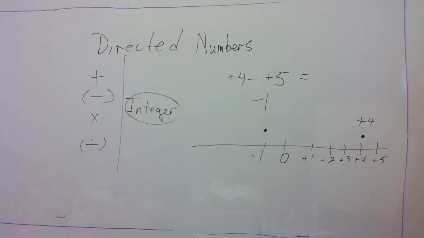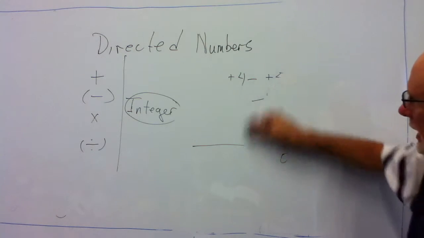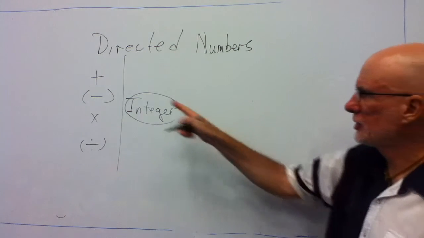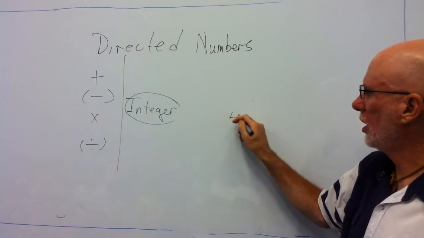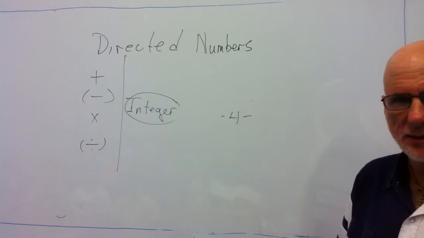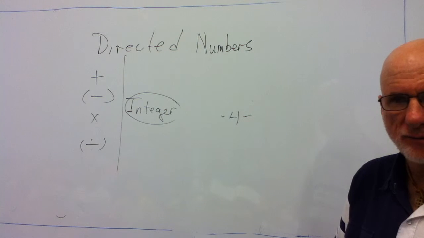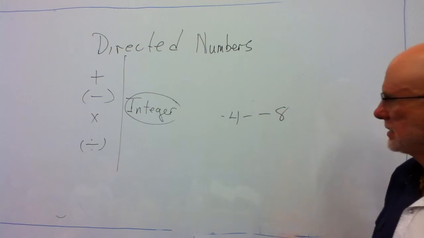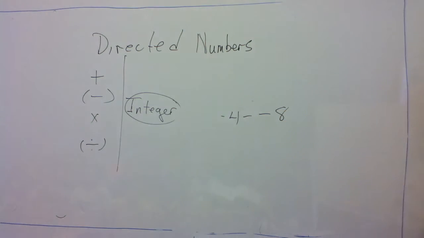Okay, now. All right, now. What happens if I have this? You ready? We're still doing subtraction. So 4 minus, 4 minus 4, a minus 8. Minus 4. It would be 4.